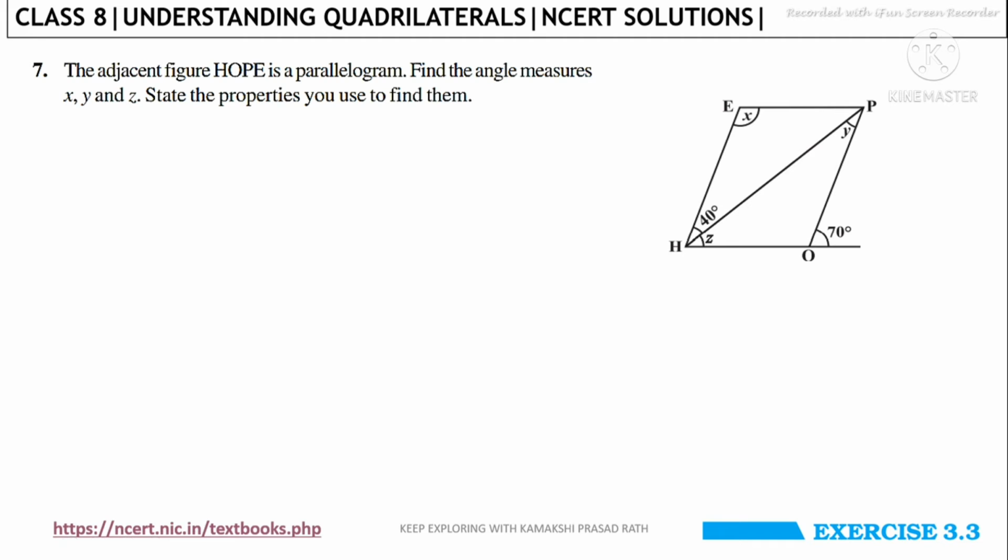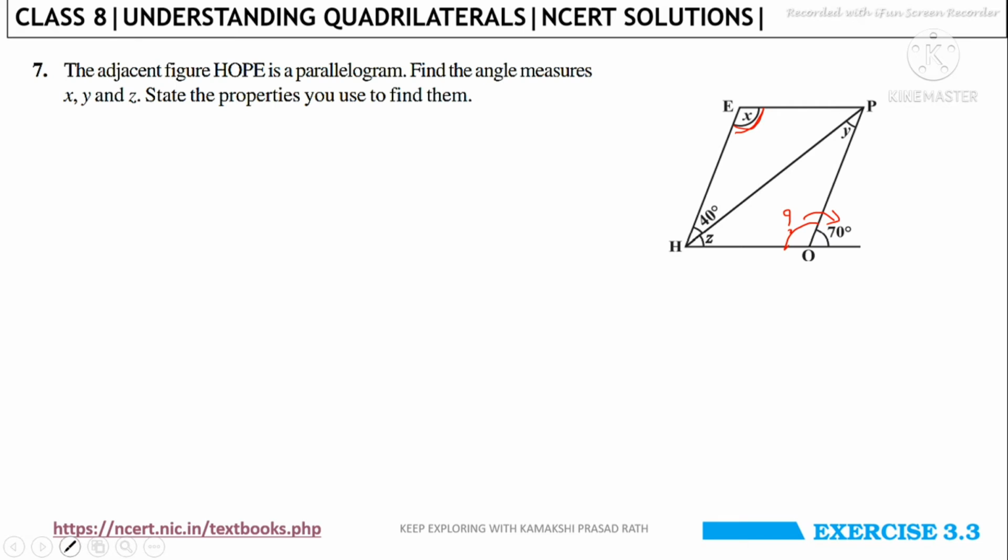Here HOPE is a parallelogram. Now see here, x is this one. The opposite angle to x will be equal, so x will be equal to this angle, angle HOP. And this angle we can find using 70 degrees, as they are a linear pair. So in this way we can find angle x. Let's see how to find this angle.